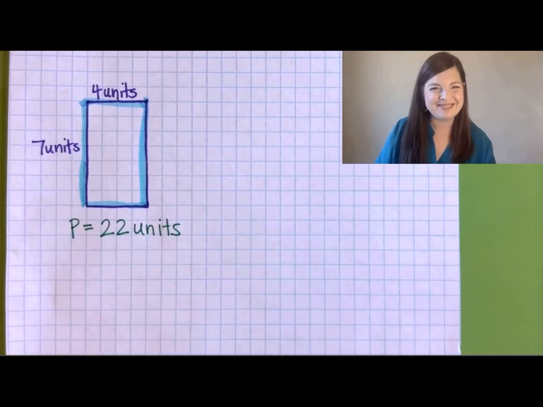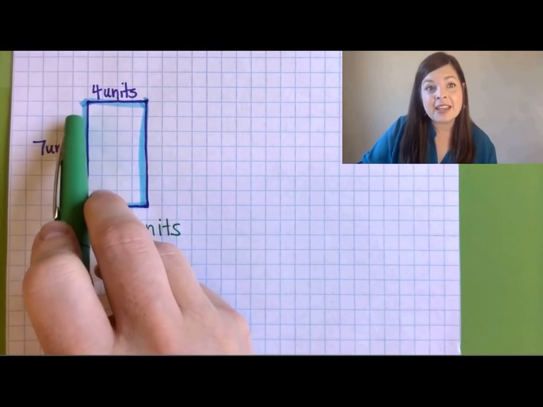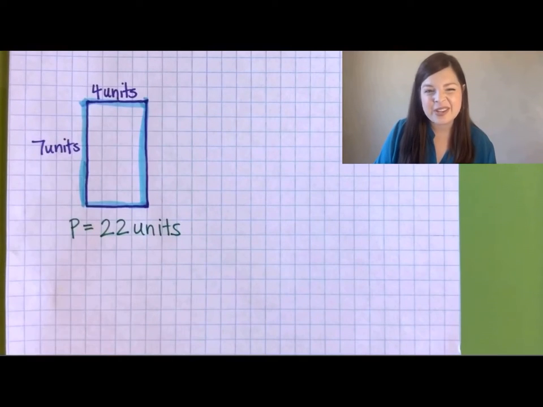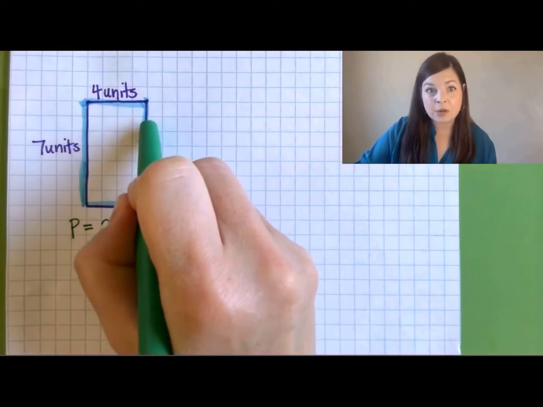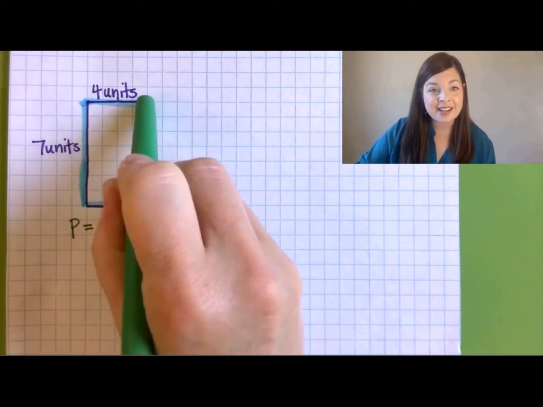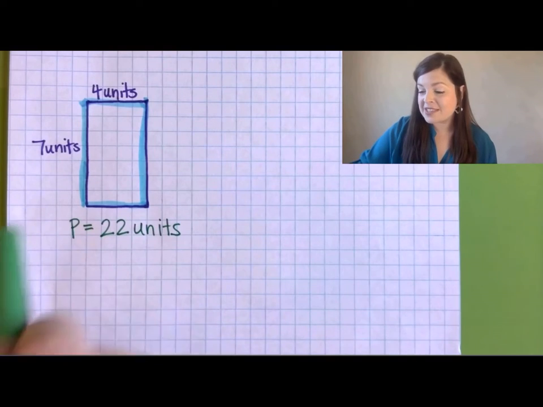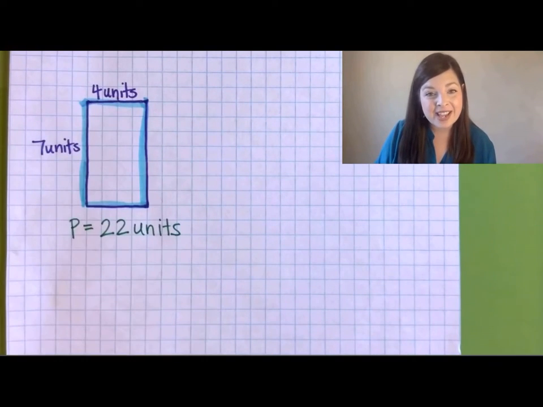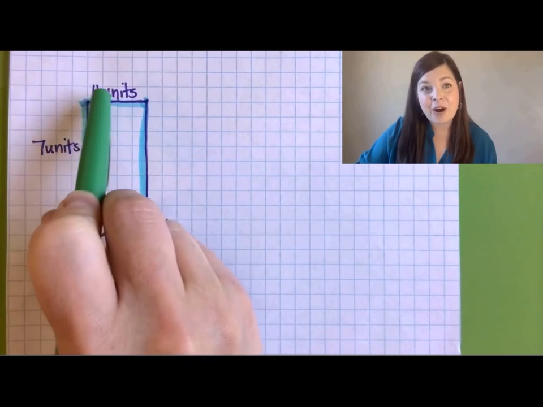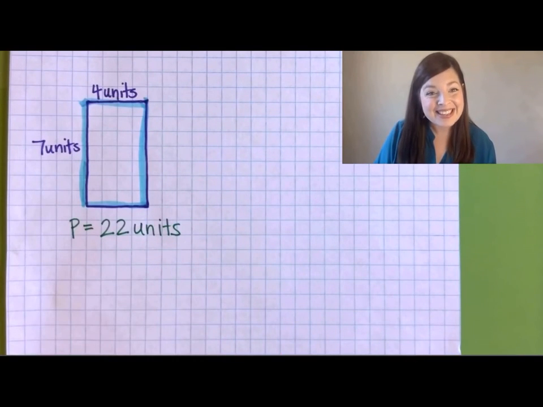And of course, what do you think that P stands for? Right, perimeter. Now, when we know the measurements of the length and the width of a rectangle, is there a quicker way we could find the perimeter rather than having to count all of the units around the outside? When we know the measurements of the length and the width of a rectangle, we could find the perimeter by adding the length of all 4 sides together. Great thinking.